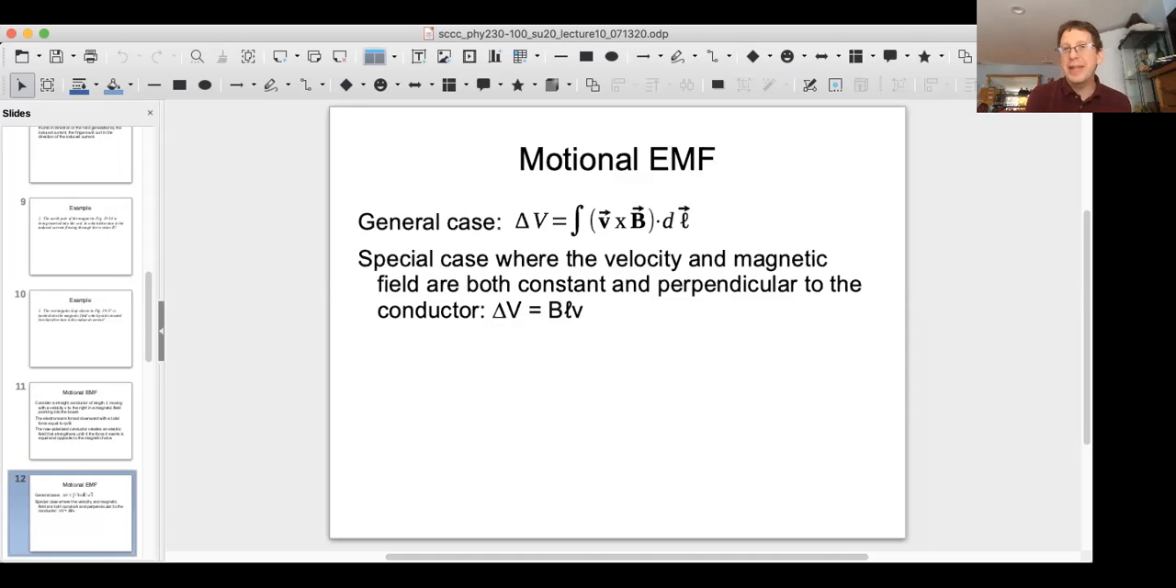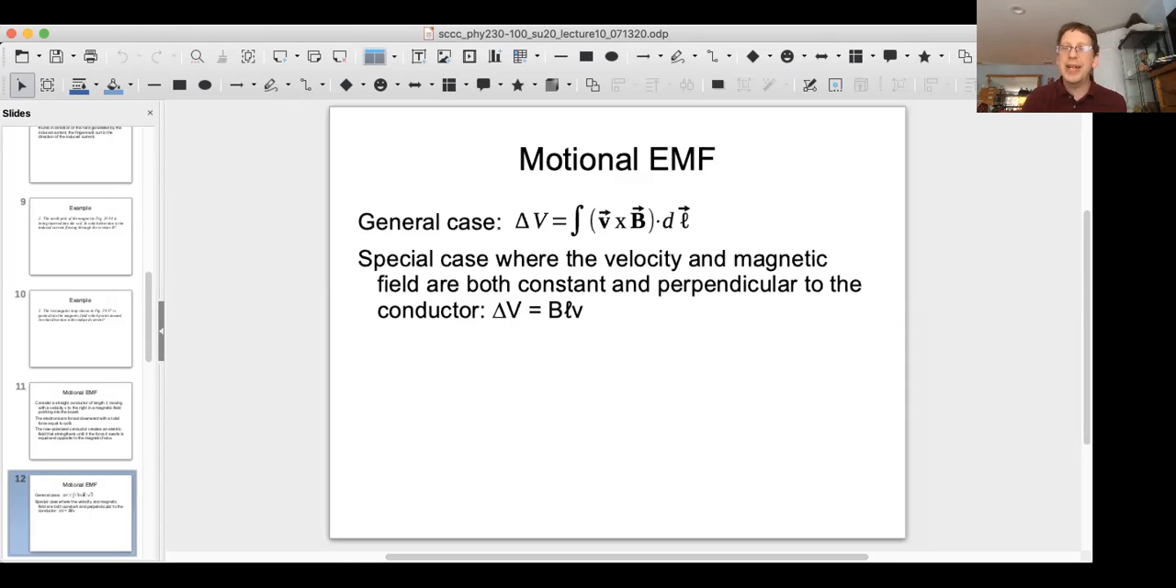And so figuring out the potential difference from that, you have delta V is equal to negative E dot dl. So the negatives cancel out, and you get delta V, that's delta capital V, the capital V being voltage, is equal to the integral of the cross product of small v and B, velocity and the magnetic field, dot dl, where dl is the length of the conductor. In the special case where the velocity and the magnetic field are constant and perpendicular to the conductor, delta V is equal to B times L times small v.